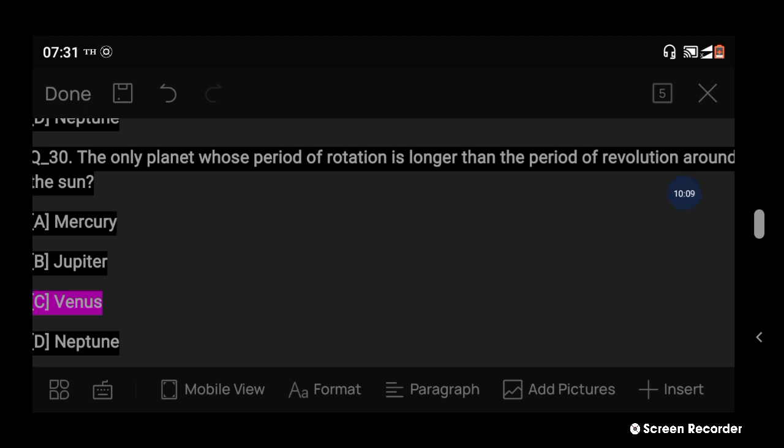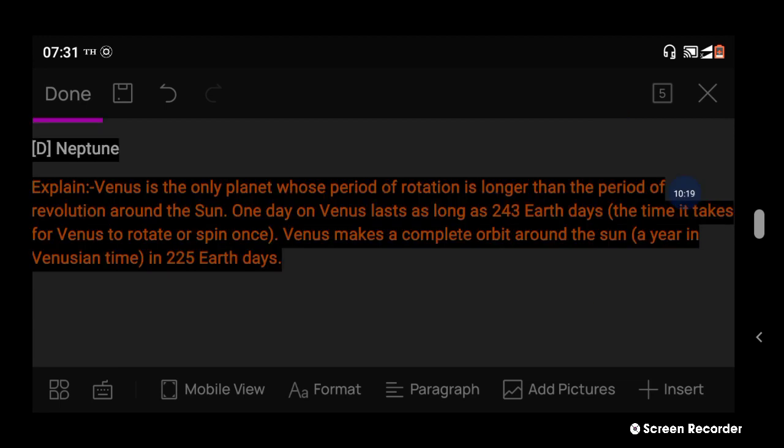Number C, Venus, the only planet whose period of rotation is longer than its period of revolution around the sun. Question 30 explanation: Venus is the only planet whose period of rotation is longer than the period of revolution around the sun.